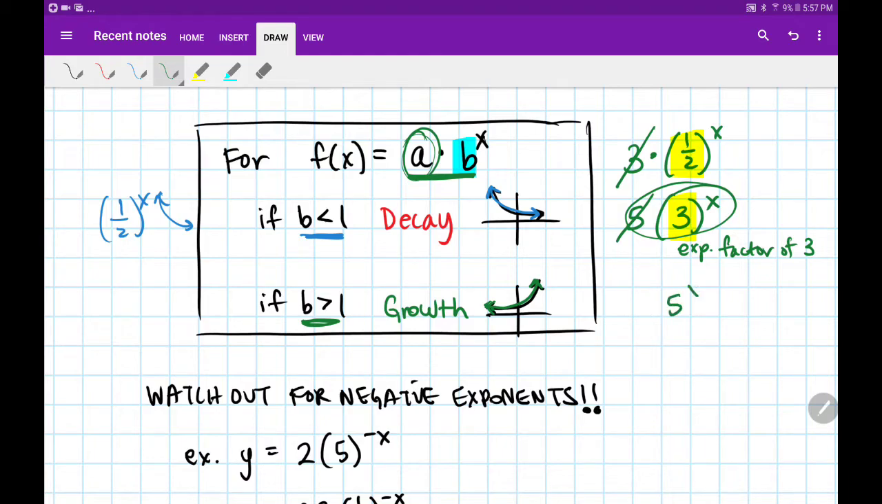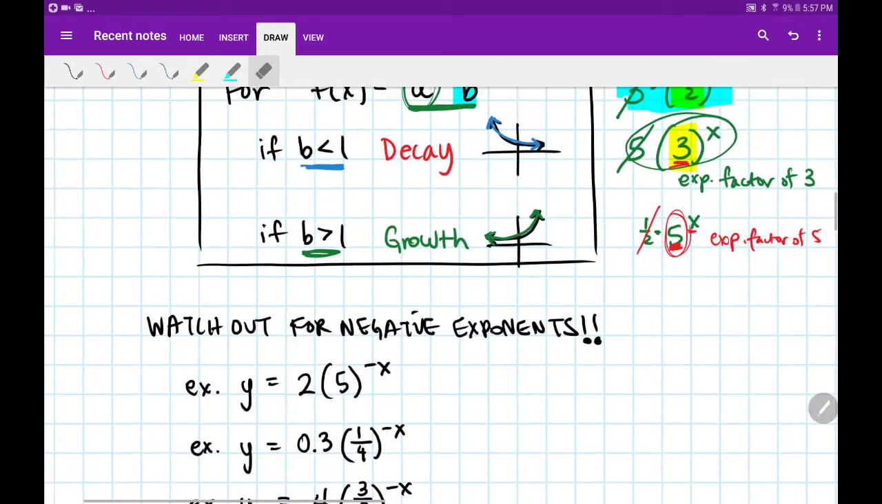If I have 5 to the x with the 1/2 being multiplied, that 1/2 is not what I'm interested in. It's the base of the exponent. So this has an exponential factor of 5. It's going to keep multiplying by 5 every time. And so these are both going to be growth. But then this one right here would be a decay because the base is less than 1. That's all you got to know.